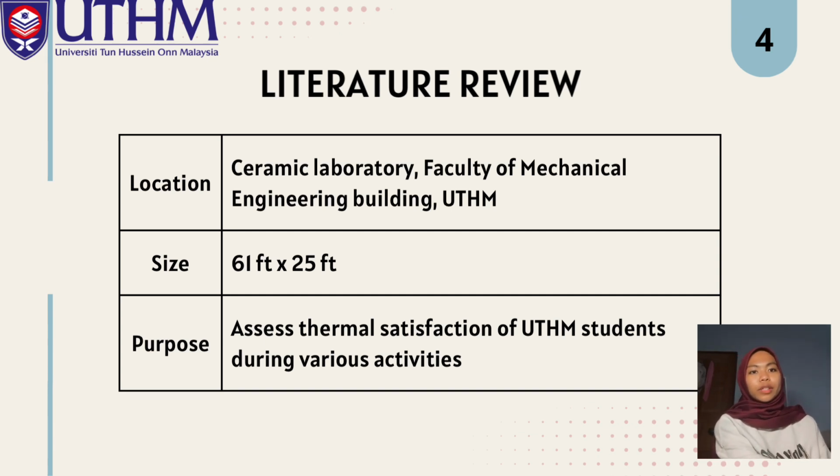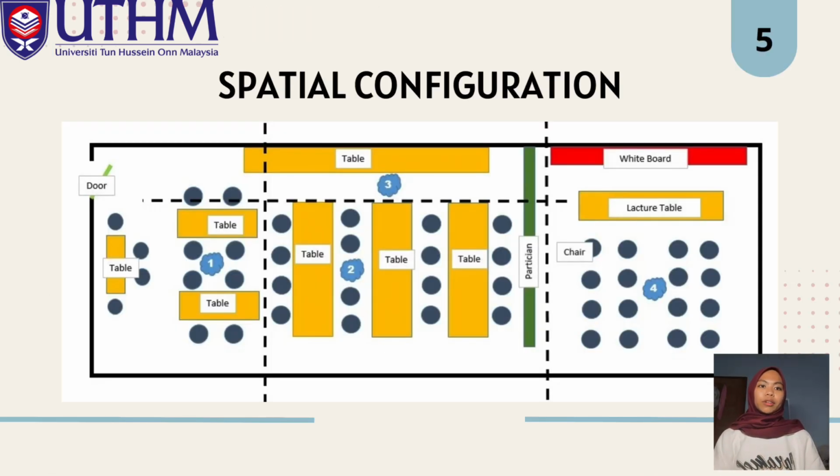The dimensions of this space are about 61 feet in length and 25 feet in width. This slide shows the spatial configuration of the lab. As you can see, at quadrant 1, there is one window and there are walls at the northwest and southeast of the quadrant. There are 12 chairs provided. For quadrant 2, there is no window. There is a wall at the southeast of the quadrant. There are also 16 chairs provided.